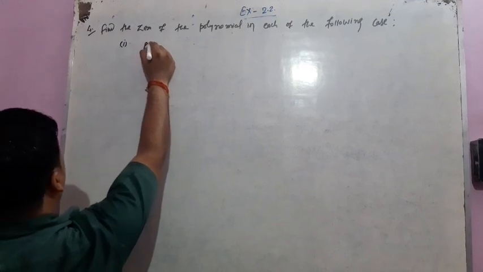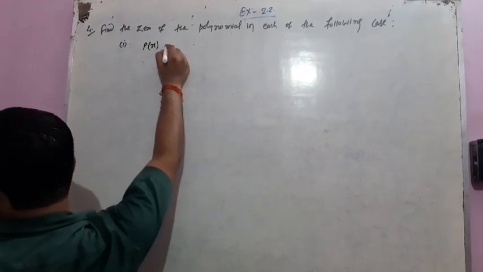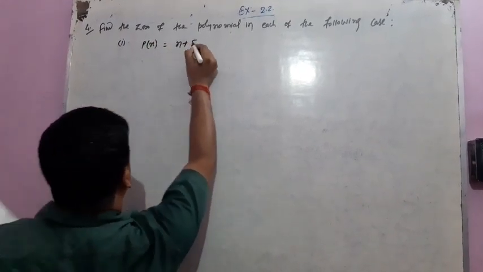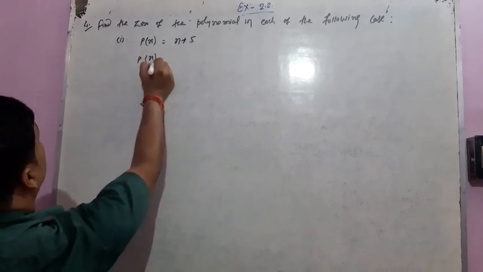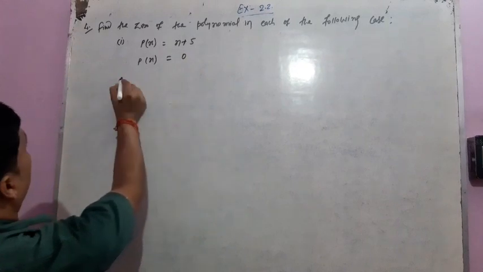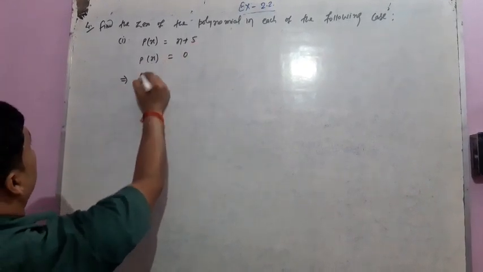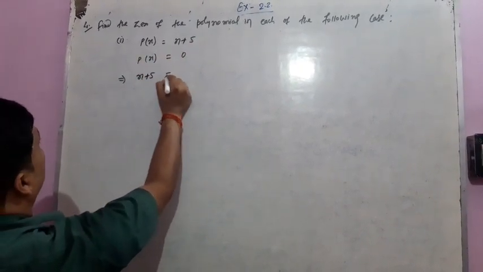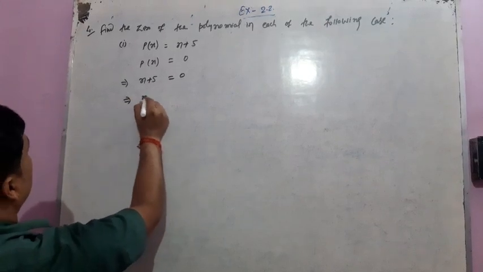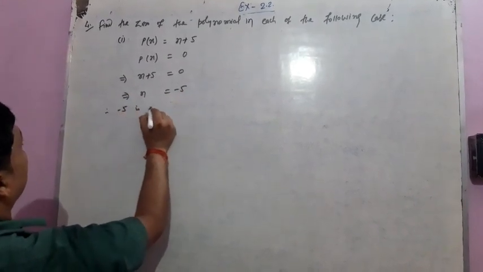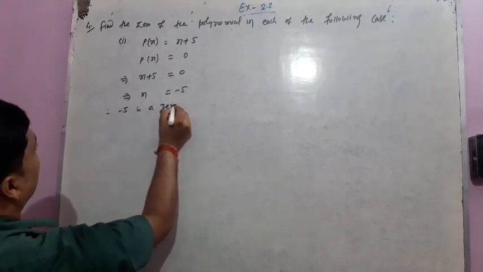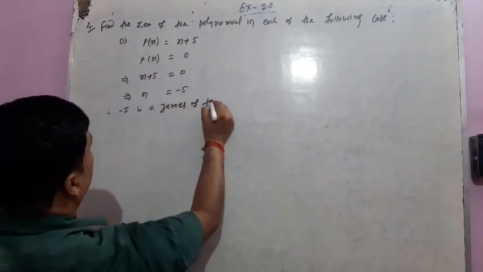Question number 1, for p of x, x plus 5. Now what do we have to find? We have to find the zeros of this polynomial. In place of p of x we have to write x plus 5, that is equal to 0. So x is equal to minus 5. Therefore minus 5 is the zero of the polynomial.